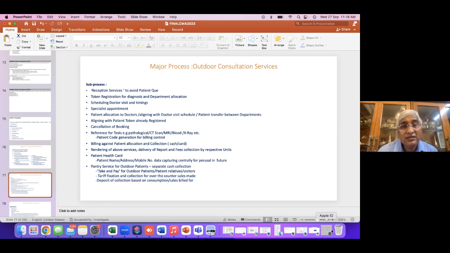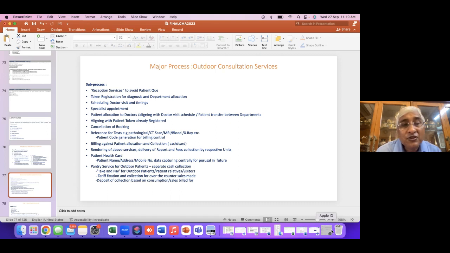Suppose they want blood, so a blood coupon will be issued and that coupon will be taken to the blood bank inside, and the blood bank will bill for it and also hand over the blood to the patient party, or they may directly send it to the bed of the patient where it is actually required. The same is applicable for the medicines also.